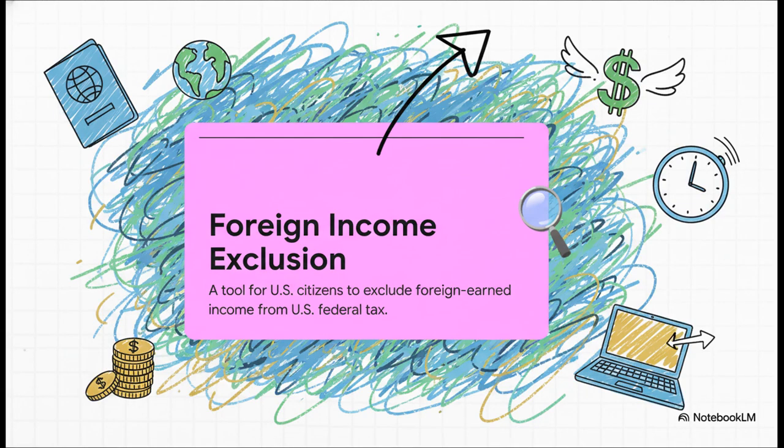This is, without a doubt, the single most important tool for most American digital nomads. It's a special part of the tax code that says, hey, if you earn money while working outside the U.S., we'll let you exclude a very large amount of it from your federal income tax. Now, the key word here is earned income. We're talking about your salary, your freelance income, your consulting fees, money you actively work for. This does not cover passive income like dividends, rent, or crypto gains.